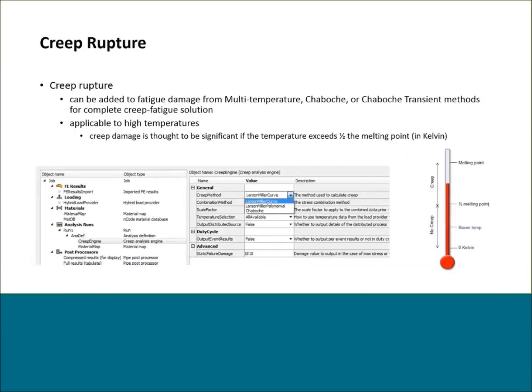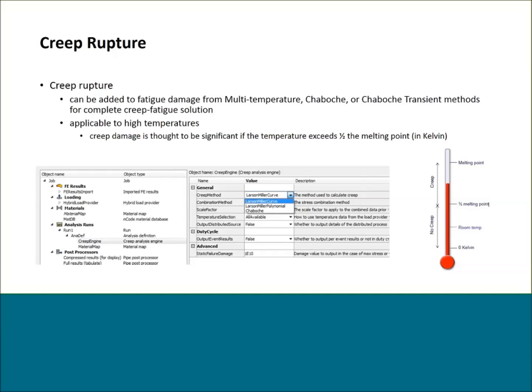Okay. Creep rupture can be added to fatigue damage from either multi-temperature, Sabbath or Sabbath transient methods. We generally think of it as containing a complete creep fatigue solution. We tend to think of it being added in the Sabbath transient method, but the method stops matters. The other method is applicable at very high temperatures. Creep damage is thought to be significant if the temperature exceeds 1/2 the melting point in Kelvin.